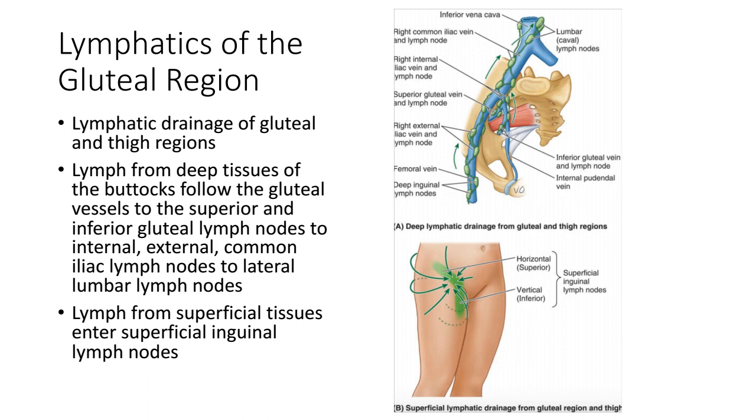Lymph from the deep tissues of the buttocks follows the gluteal vessels to the superior and inferior gluteal lymph nodes, and then into the internal, external, and common iliac lymph nodes, and then into the lateral lumbar lymph nodes. And then this lymph will flow into the cisterna chyli, and then into the thoracic duct, and then finally will deliver that fluid to the left subclavian vein. Lymph from the superficial tissues enters into the superficial inguinal lymph nodes.